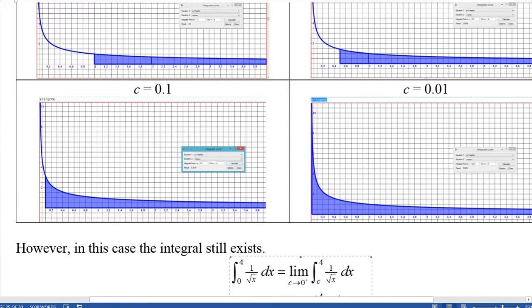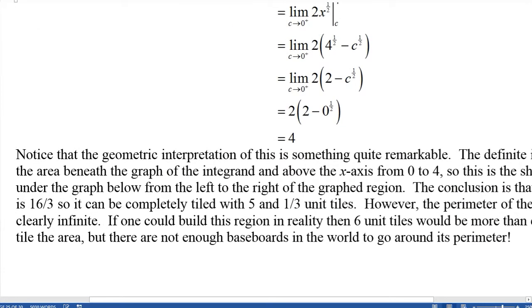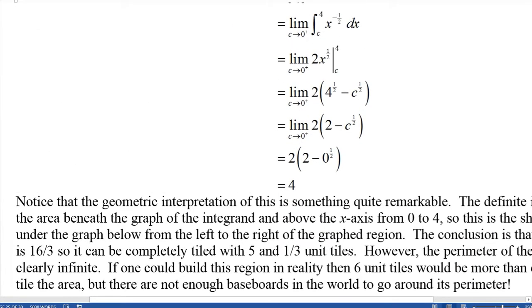But there are not enough baseboards in the world to ever go around this region. Because look, you've got a little small region there, you've got a finite width across here. But both this vertical side and this top are of infinite length. So here we have a region with an infinite perimeter and a finite area. Only need 4 tiles, but not enough baseboards in the whole world to ever go around that thing. Enclosing a finite area with an infinite perimeter, a rather bizarre thing happens. And things like that happen all the time.